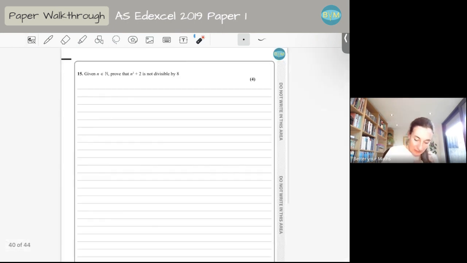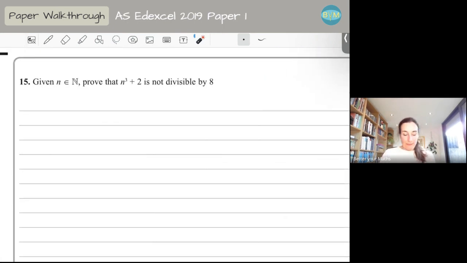And we have, I think this is the last one. No, two more. Proof question. Given that n is a natural number, prove that n cubed plus 2 is not divisible by 8. Typical question, natural numbers, prove something. Your first instinct would be to use proof by exhaustion. Remember, we prove for odd numbers, for example, and even numbers, and if this happens for both of them, then you have proof for all the numbers. So let's try that.